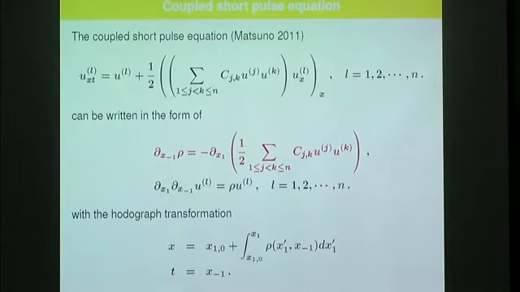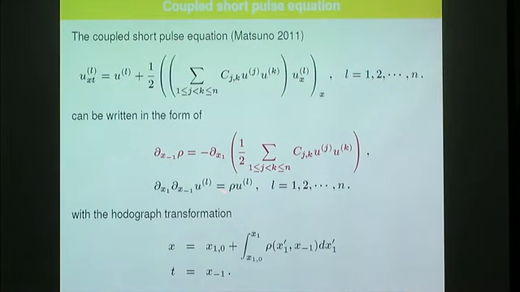Also, we can consider this coupled short pulse equation. This is a generalization of the short pulse equation, and you have many components. But this one also you can rewrite in this form. So now the first equation is again a conservation law, and the second equation is actually the same as the short pulse equation, but you have many fields.